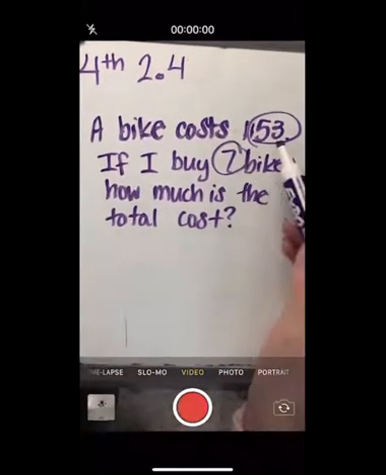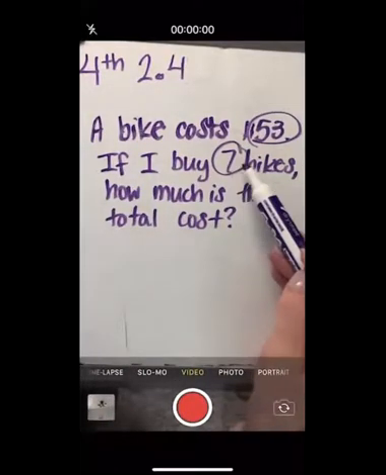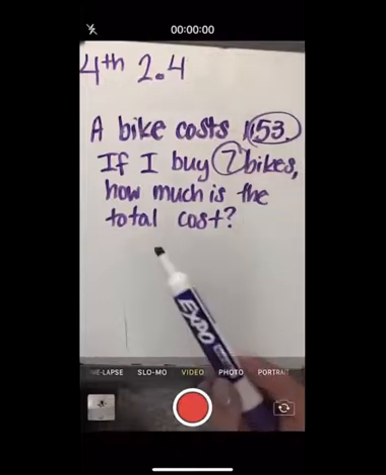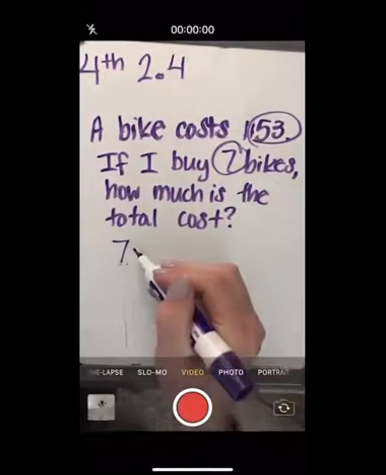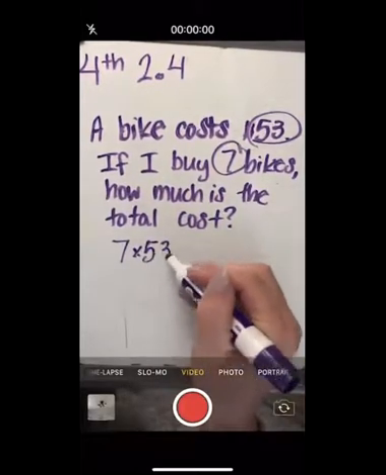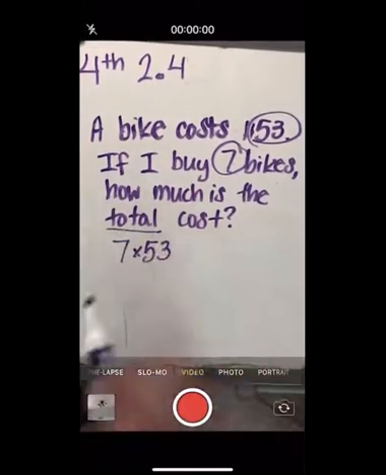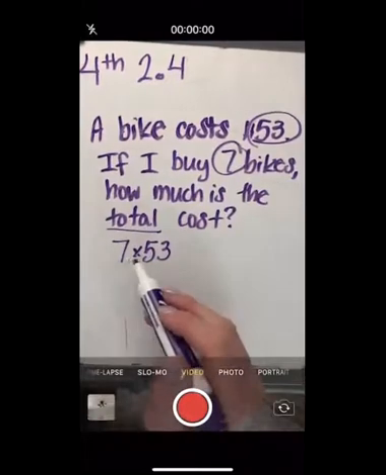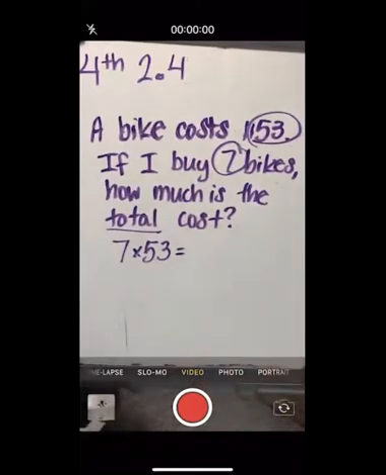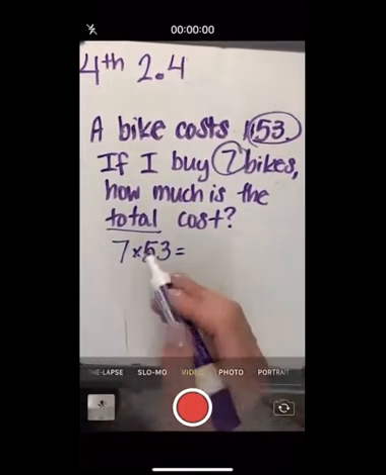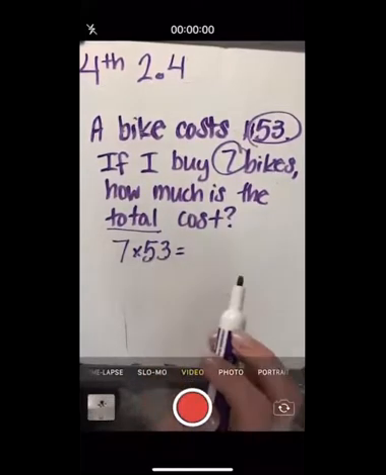A bike costs $53 and I'm buying 7 of them. So 7 groups of $53, right? Or 7 bikes at $53 each. So I'd have 7 bikes times a total of $53 each. And that each is telling me groups of. How much is the total cost? Okay, well, I know one of them is $53, so I have to figure out how many 7 would be. And today you can try both strategies. You could do your partial products. Either way, you have to split it up into 10s and 1s.